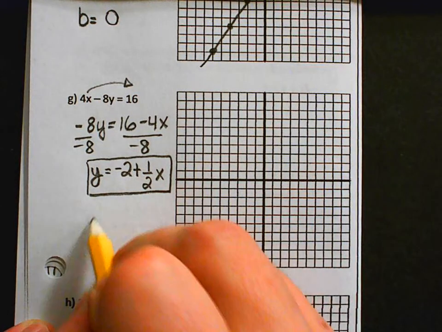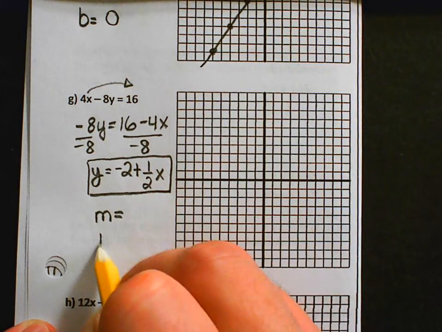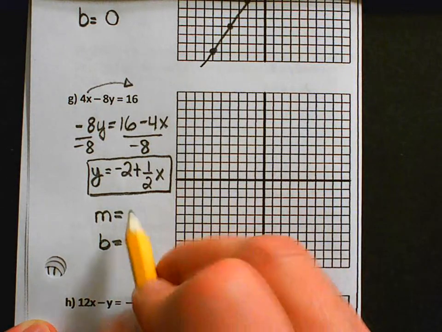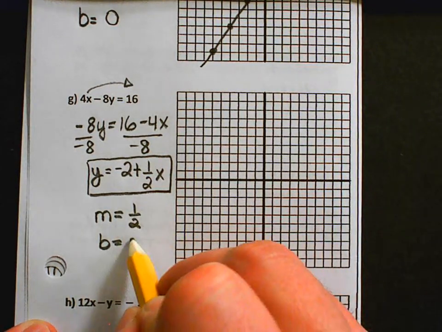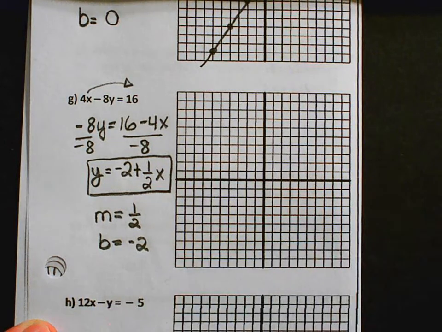I got the y alone. Now I can identify my M and B, just like I did in the previous problems. My M is going to be 1 over 2, and my B is going to be negative 2.